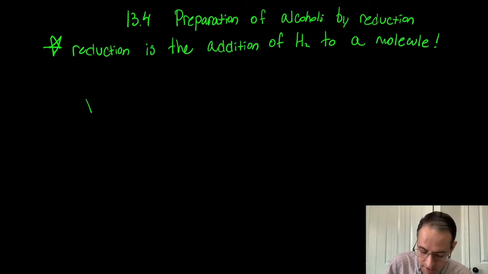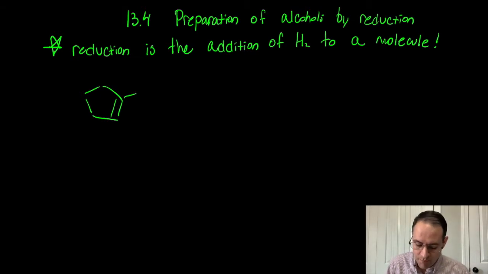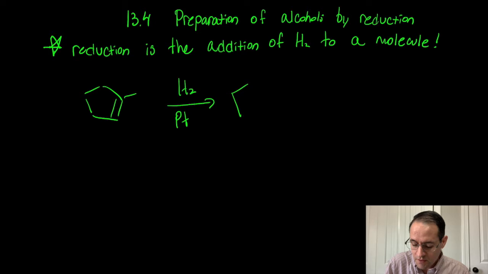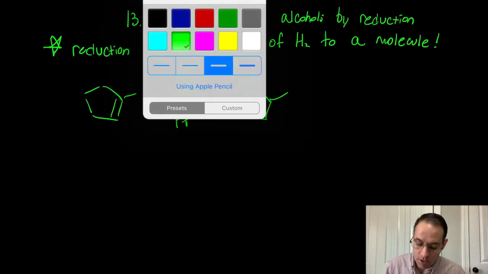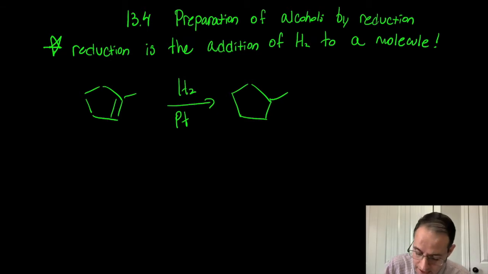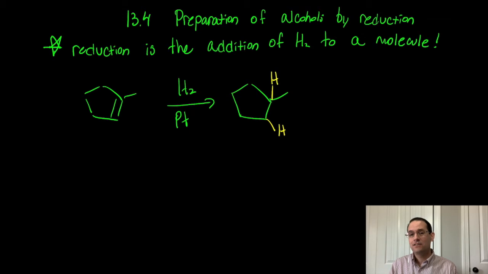So if you've got, let's choose, methylcyclopentene here, and we've learned how you can treat this with hydrogen and some kind of platinum catalyst, for example, to give you the alkane. And so what we're not showing here are the 2 hydrogen atoms that you've added to this molecule to convert the alkene to an alkane. And this is a reduction because you're adding H2 to the molecule.